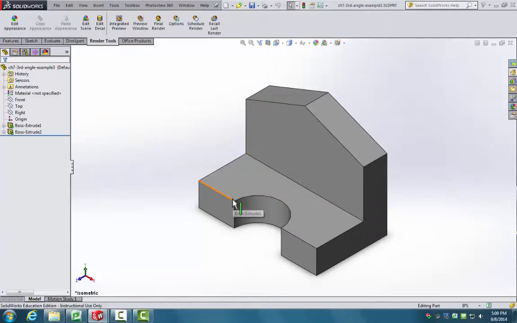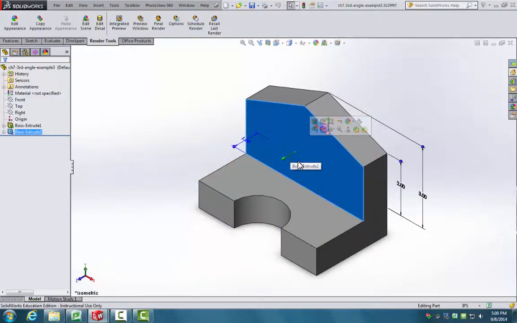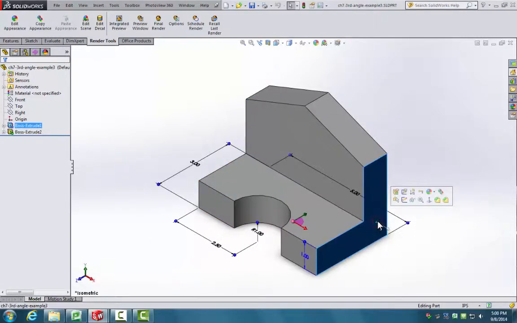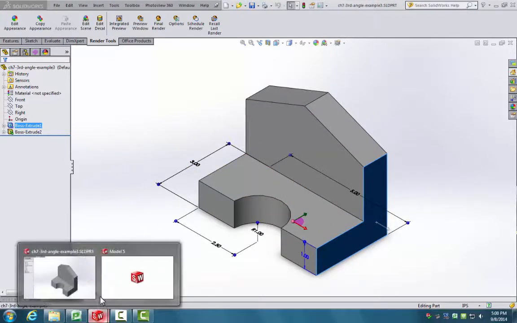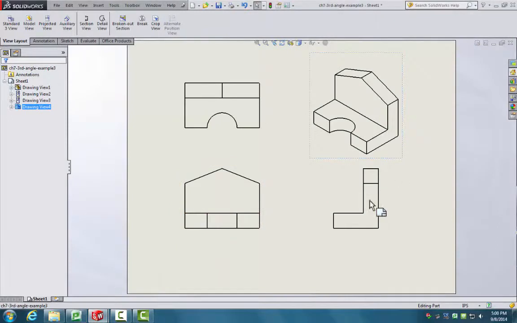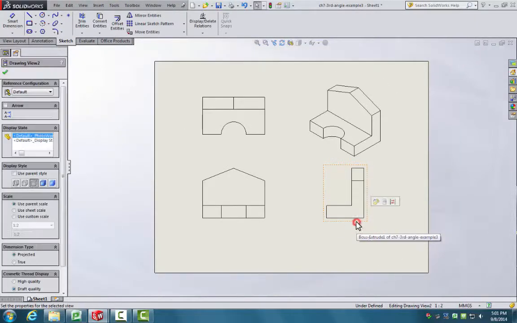Well, this is like our first example. I am always going to make this side my front, and then over here is going to be my right. If we look at the orthographic views that SolidWorks can create for us, the only thing that is going to be missing is in the right side. We're going to have to put some hidden lines.